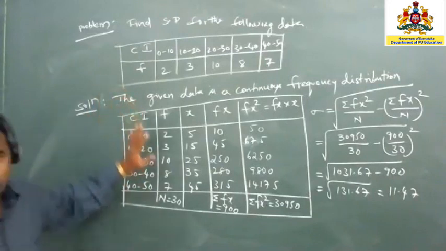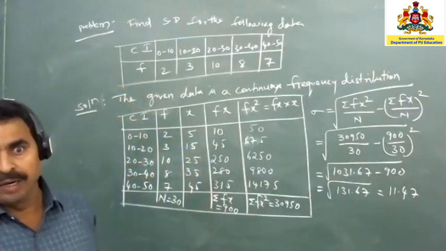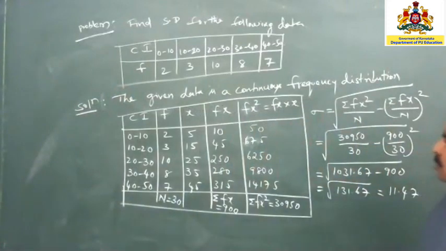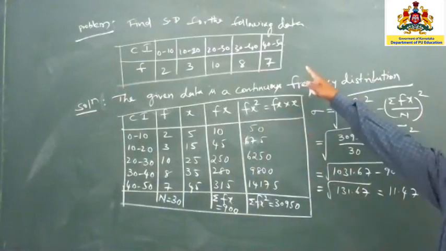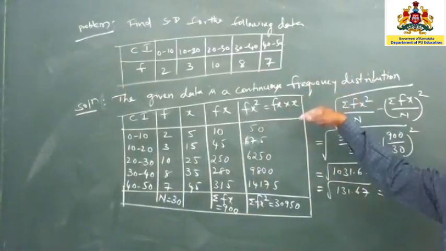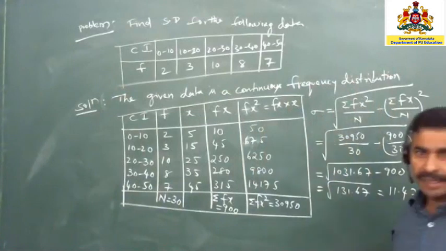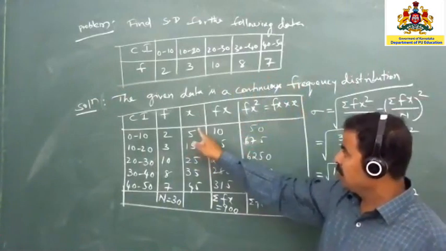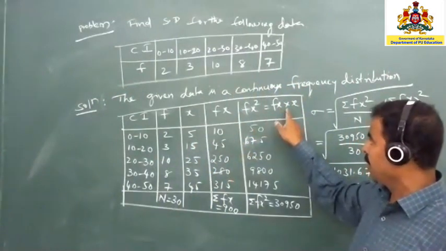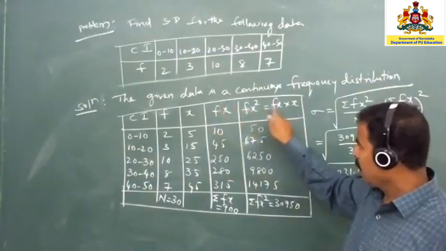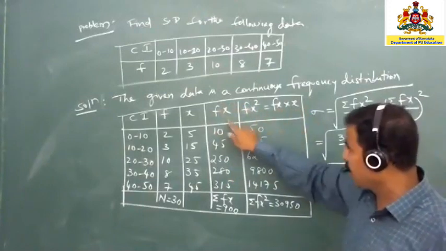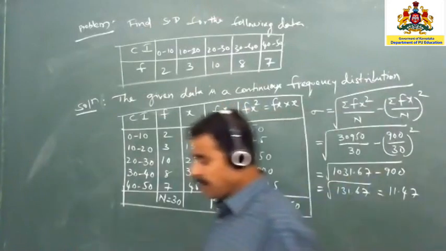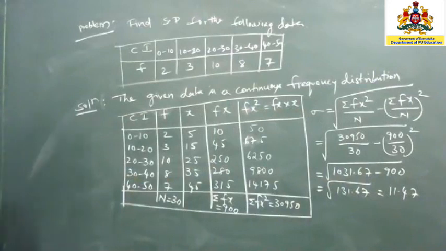So for a continuous frequency distribution, you have to complete the calculation like this. Class intervals can be inclusive or exclusive, but it is better to always convert into exclusive class intervals. Then frequencies and midpoints. Fx square means not fx whole square, but fx into x: the fx column into the x column gives the fx square total. By substituting totals in the formula, you will get the standard deviation.